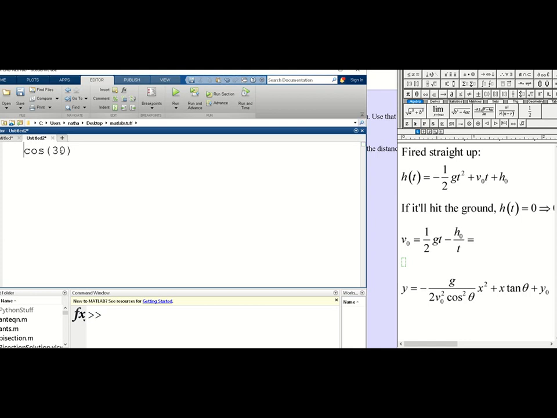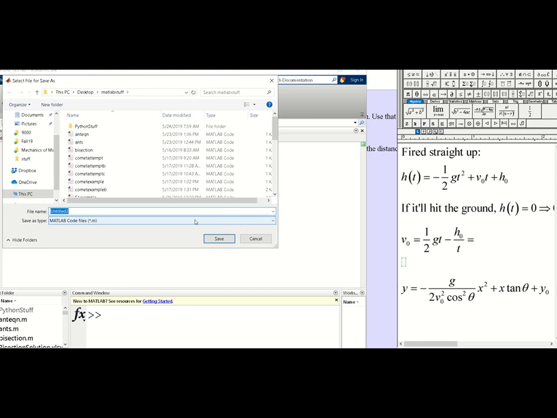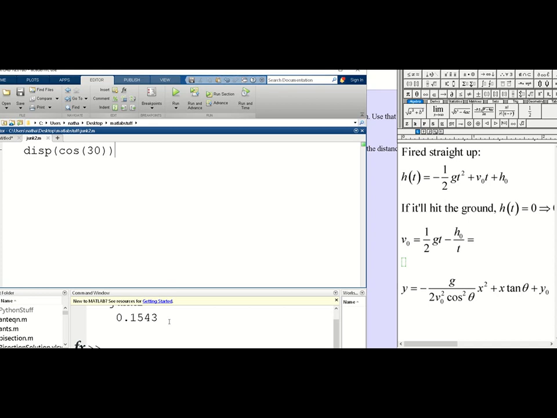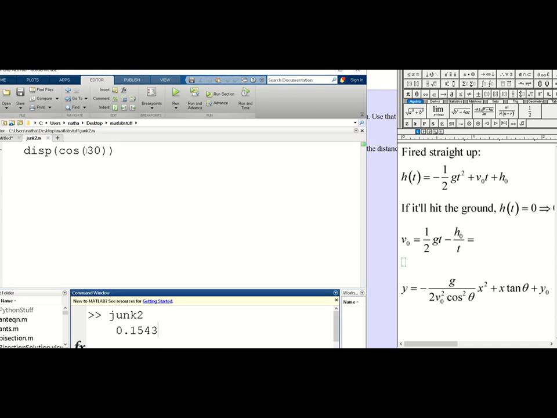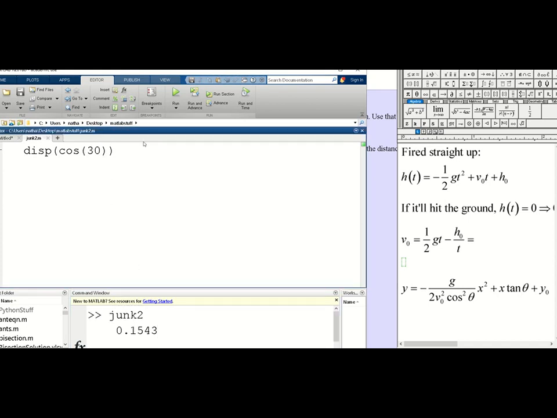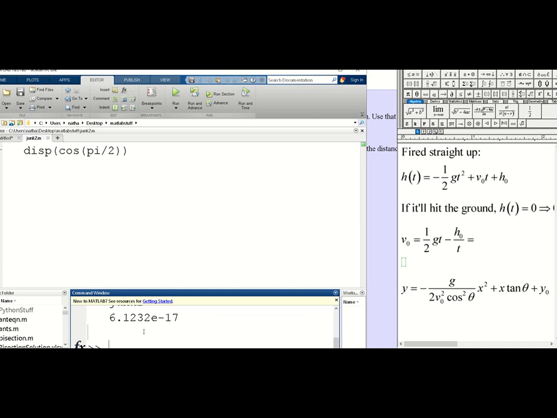Just display cosine of 30. So I'm going to go check what mode we're in. Here, cosine of 90 should be 0 by this theory. It's not, right? But cosine of pi over 2 is 0. What is this? Something really close to 0? What the hell is that?